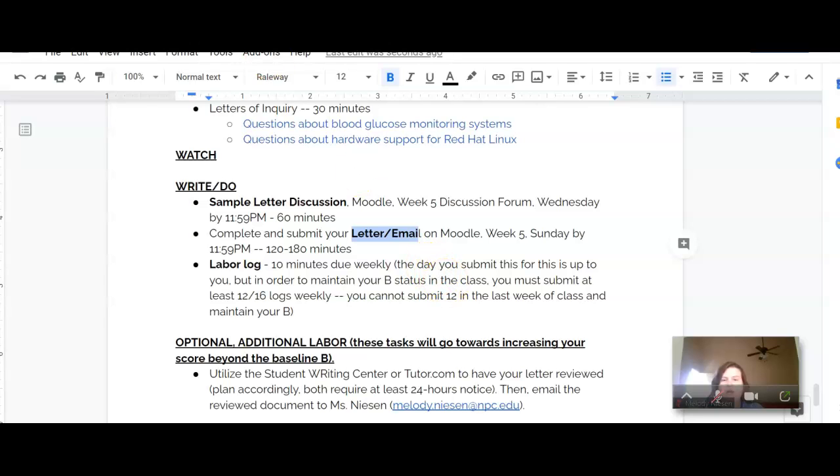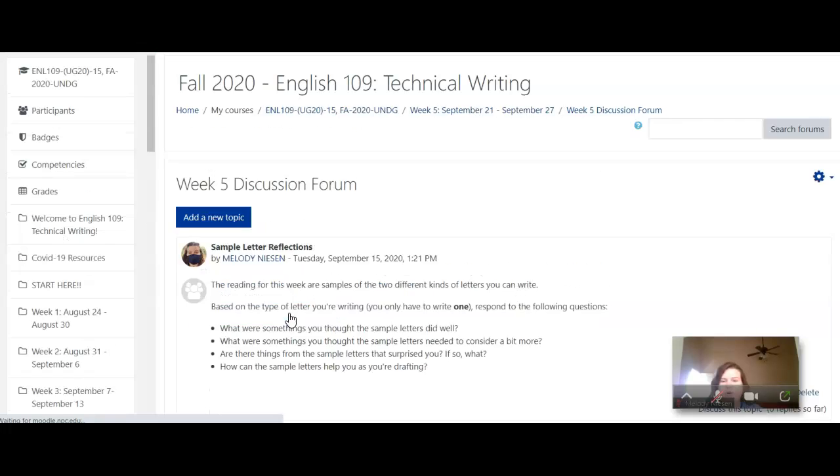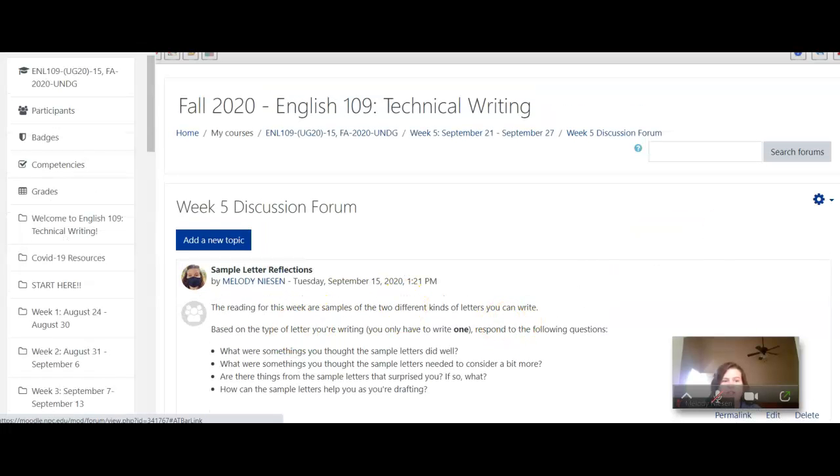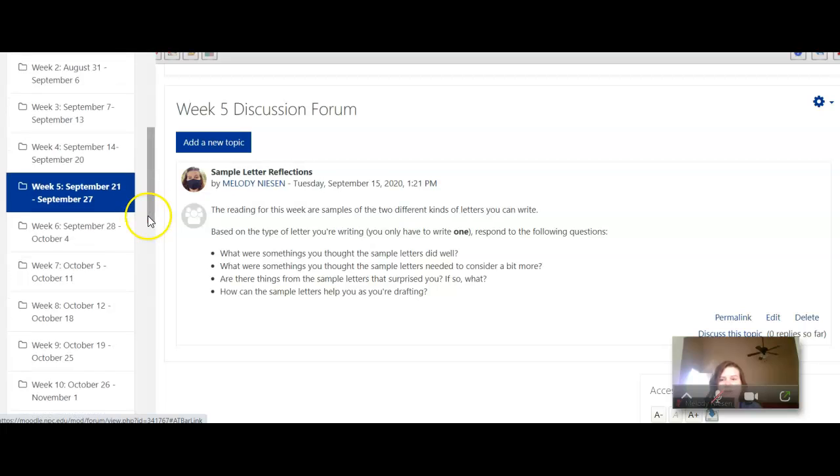So let's go ahead and take a look at the sample letter discussion forum. Basically, I've asked you to do some reflection on what you learned by reading the sample letters. What were some things you thought the sample letter did well? What needs to be considered a bit more? Are there things from the samples that surprised you? And then finally, how can sample letters help you as you're drafting? Those are some things to consider in a reflective discussion post.